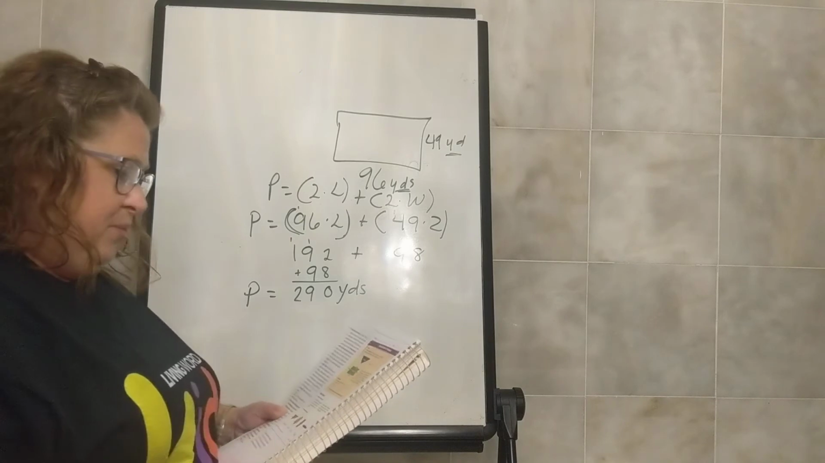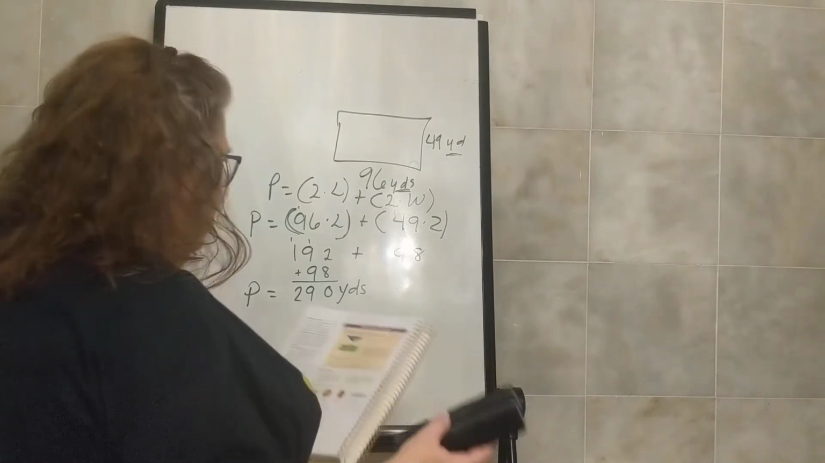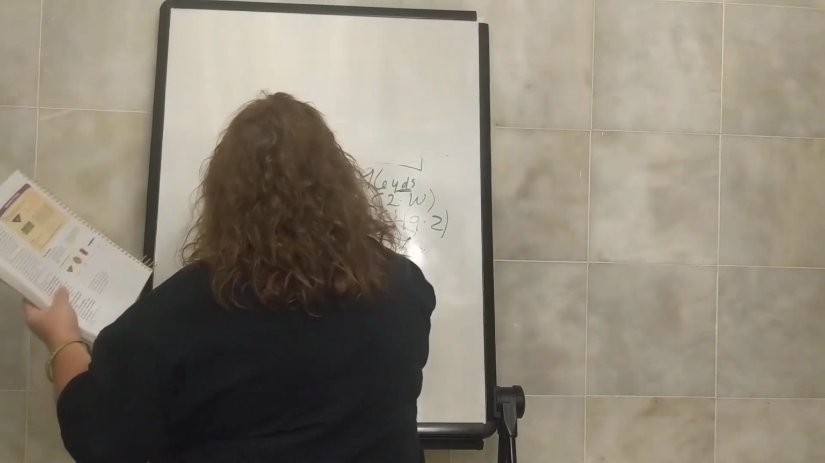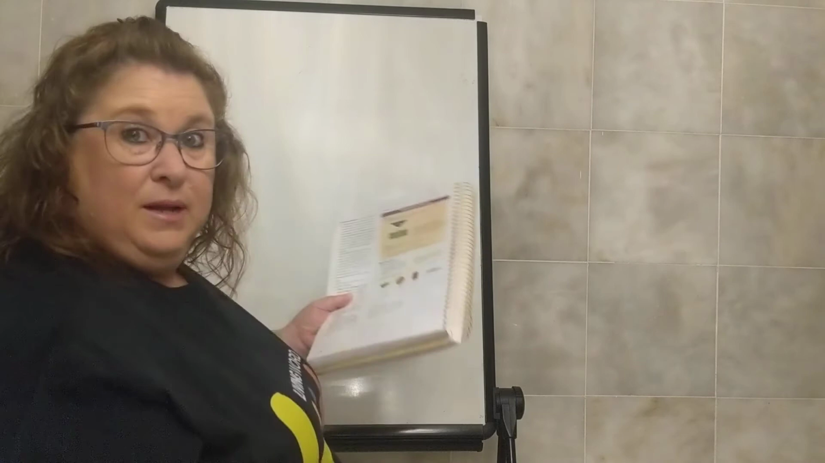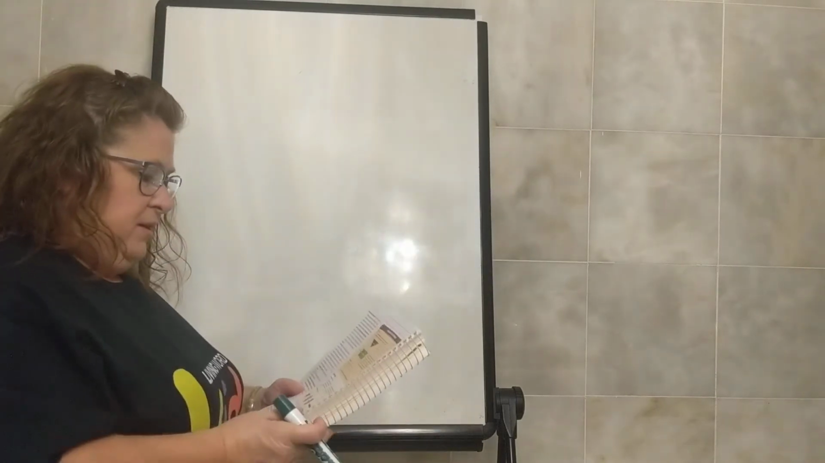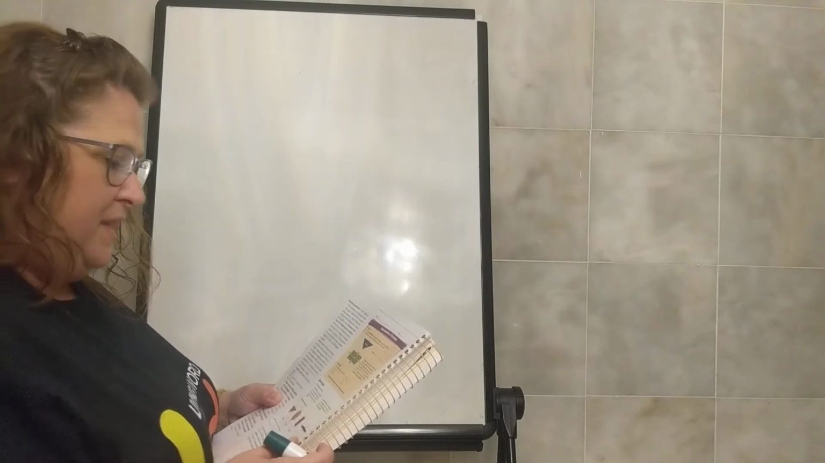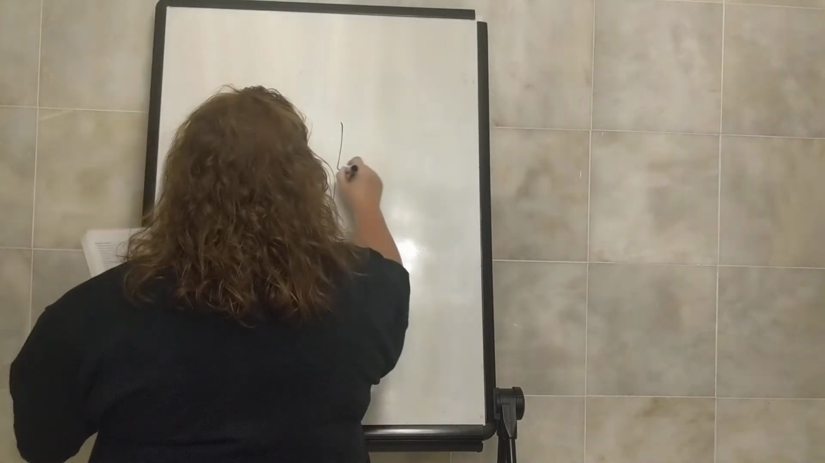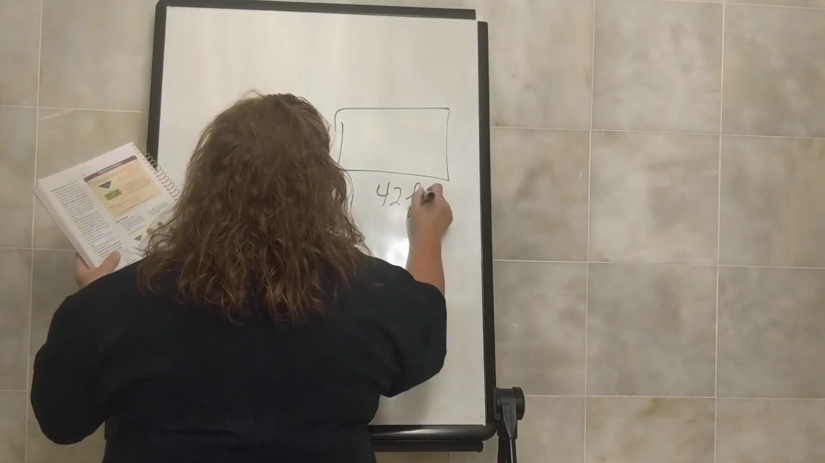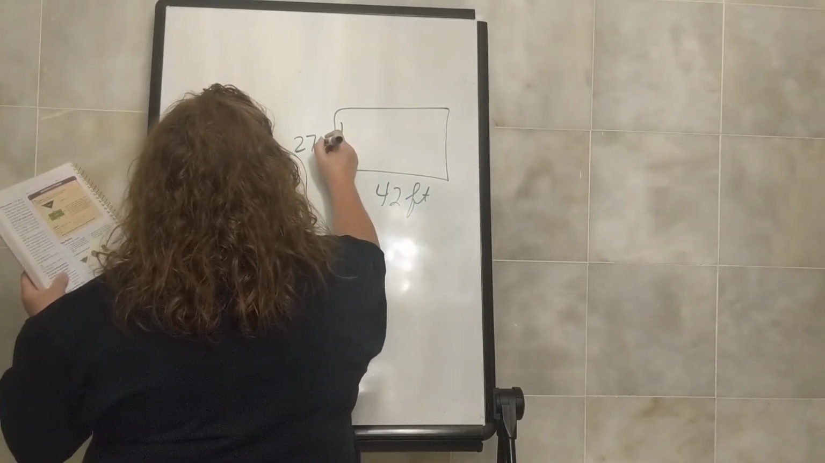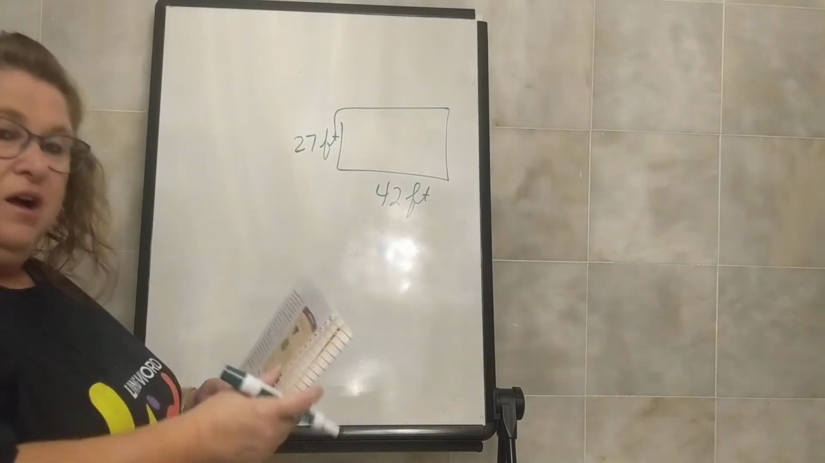All right, our next story problem. Logan's parents built a new swimming pool last August. I wish this story problem said Miss McDermott built a new swimming pool last August. But it's Logan's parents. The pool is 42 feet long and 27 feet wide. What is the perimeter of the pool?